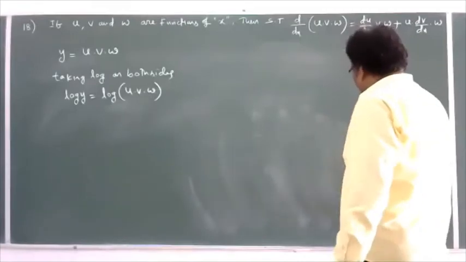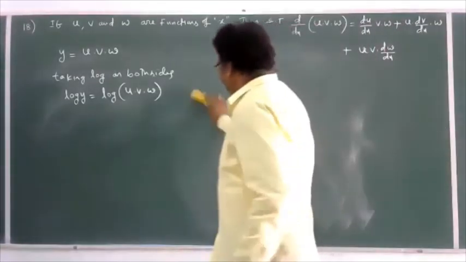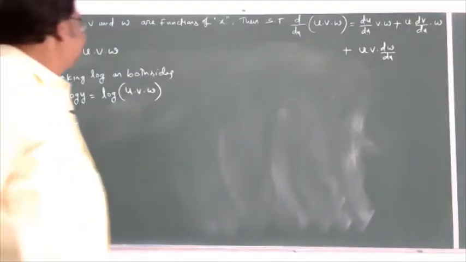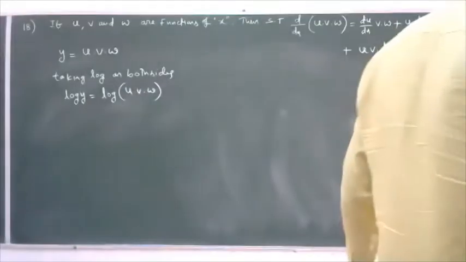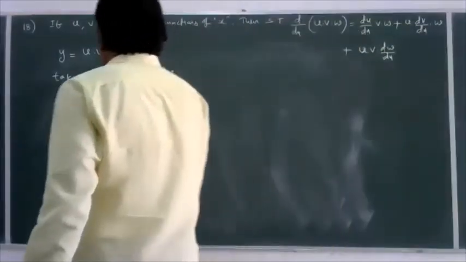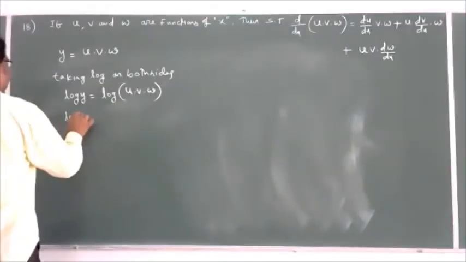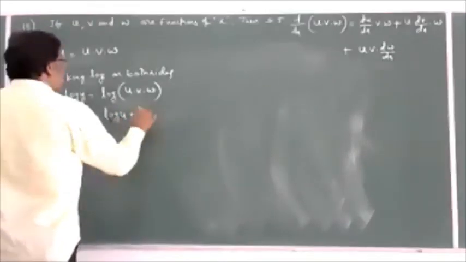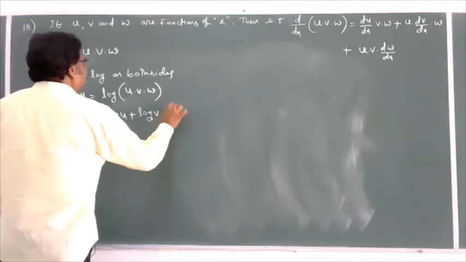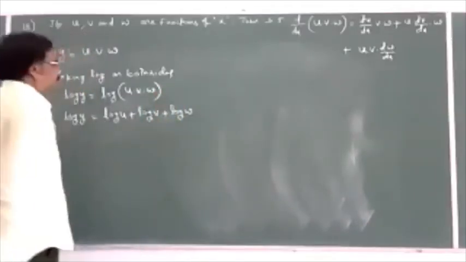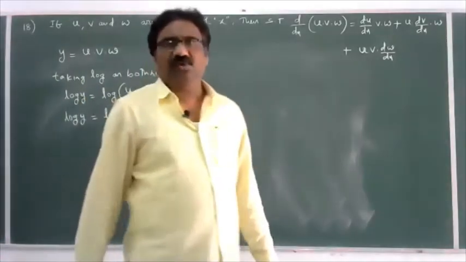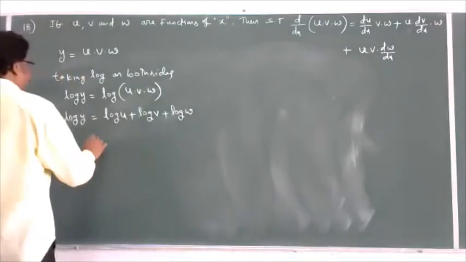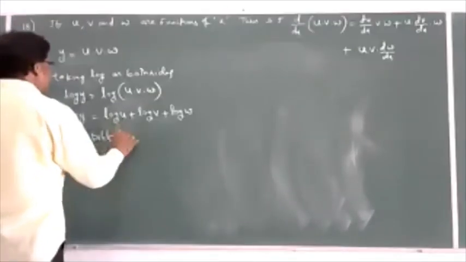Log of AB is log A plus log B. That is, log y is equal to log u plus log v plus log w. Then differentiating both sides with respect to x.